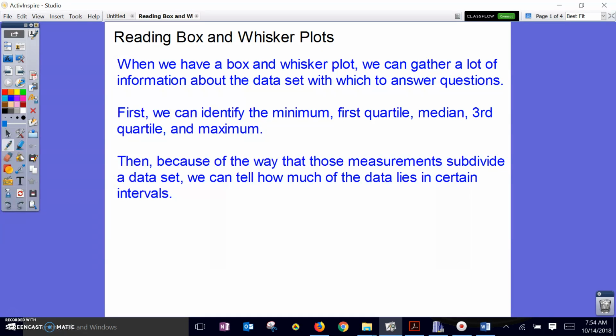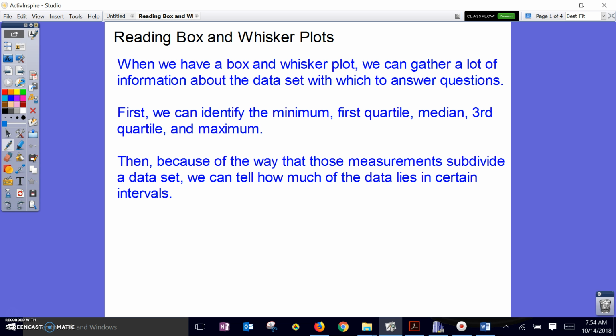Alright, welcome back everybody. In this video we're going to talk about reading box and whisker plots and how we do that. First we're going to start when we have a box and whisker plot. There's a lot of information that we can gather about the data set with which to answer questions.